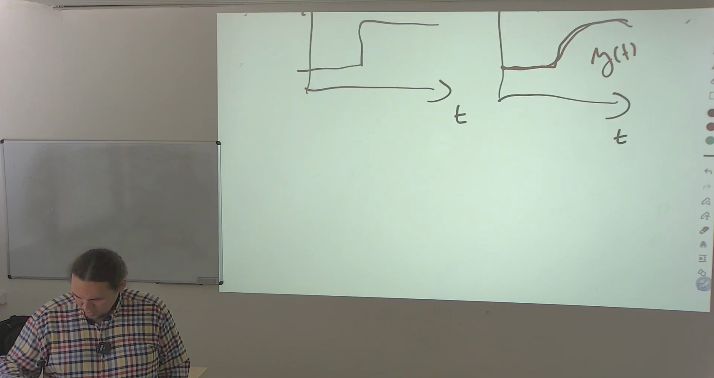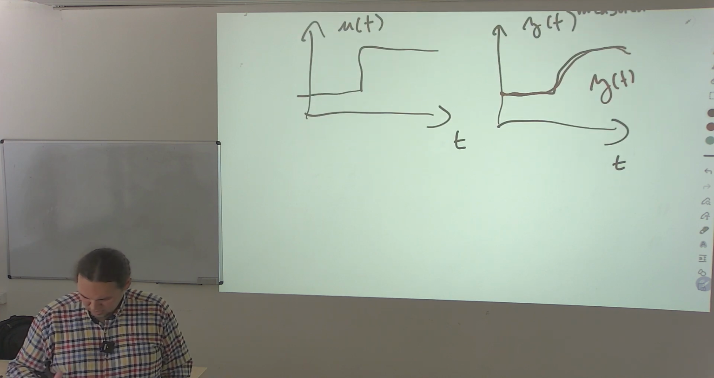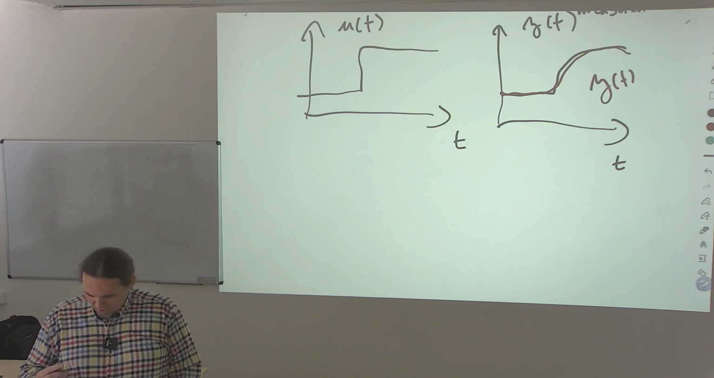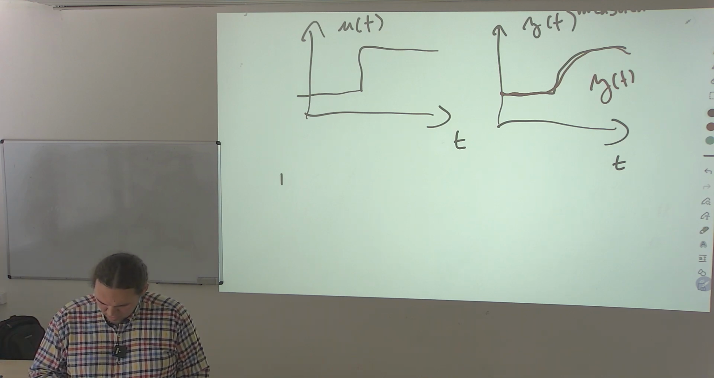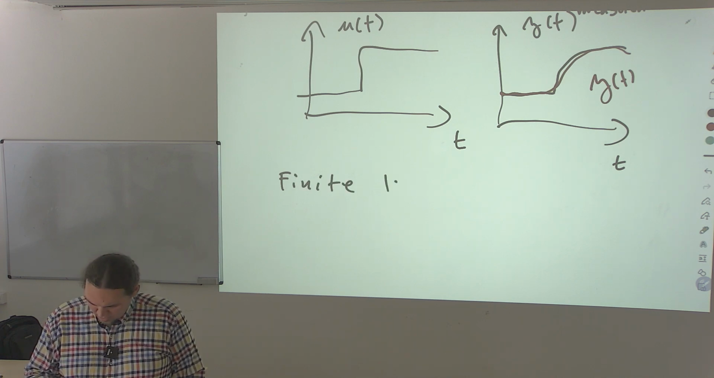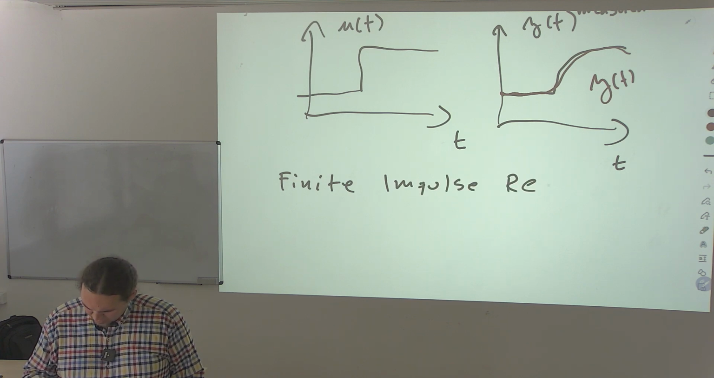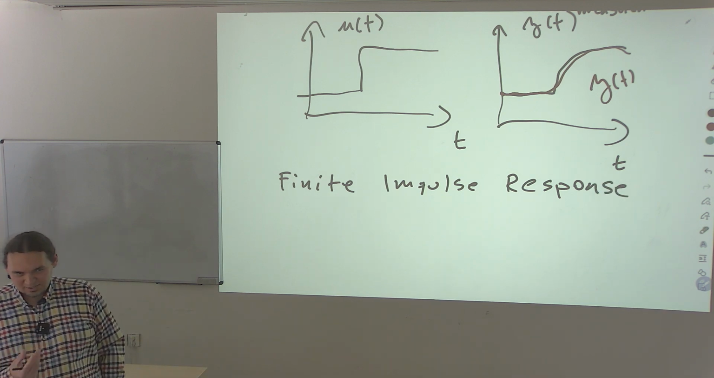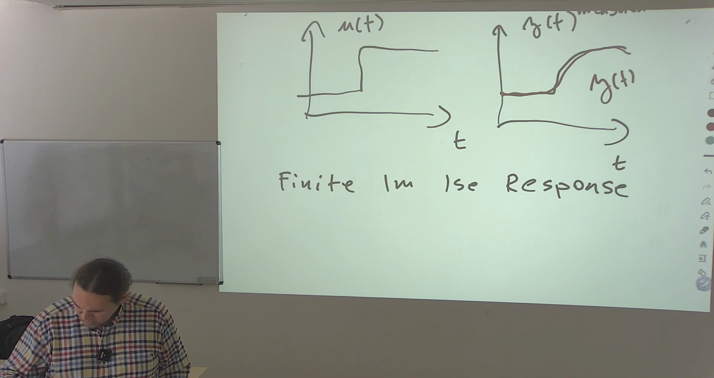So one type of this generalization, let's maybe get to this. What do we mean by FIR? Finite impulse response. Where does this come from? This is impulse.